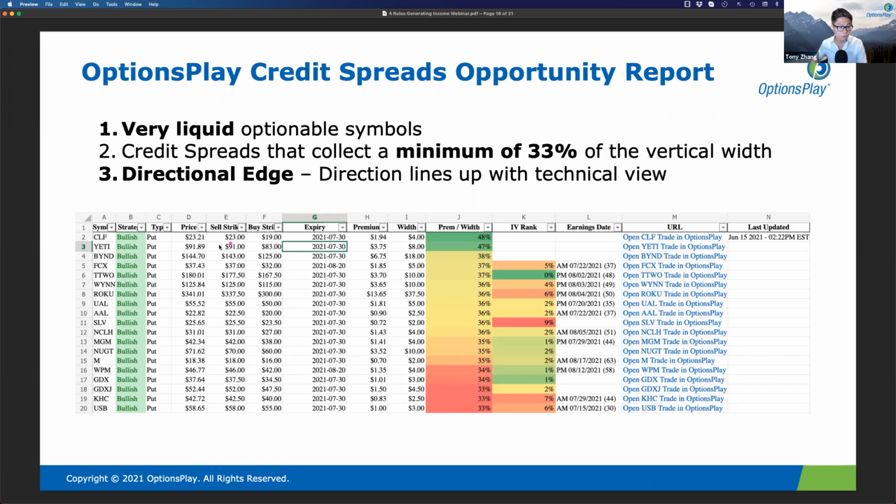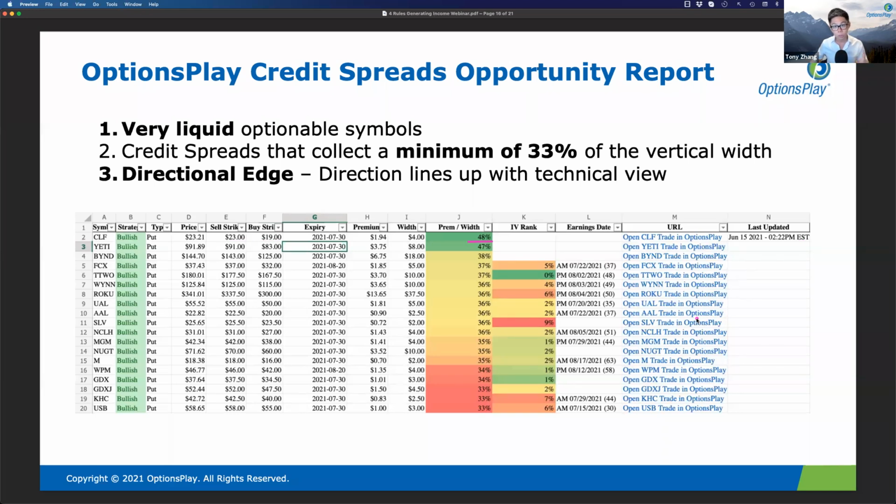So we found this earlier today when Cleveland Cliffs was trading at 23.20, where you can sell the 23, buy the 19 for $1.94. So it was actually even higher earlier today at about 2:22 p.m. when we ran this report last, and we were collecting 48% of the width. Like I said, over 40% is pretty rare. And sometimes you might not be able to get executed at 48%, but as long as you're able to get close to that, that's what you're doing.